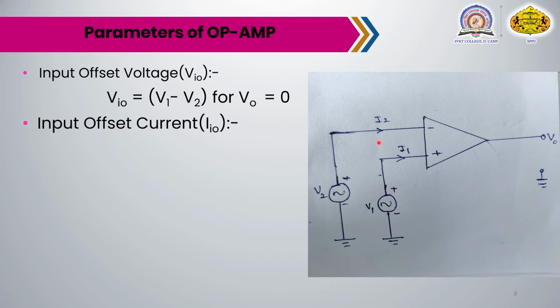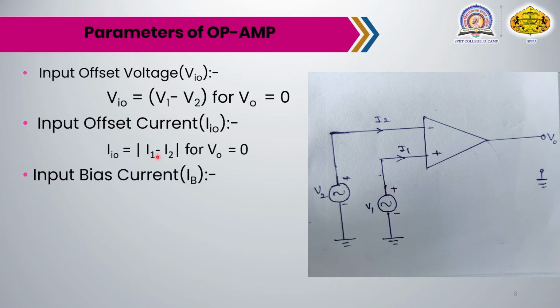Here this is the current I1 and I2. Now, IIO is equal to mod of I1 minus I2, which means when we adjust V1 and V2, we adjust I1 and I2 such that output is equal to 0, and therefore, input offset current IIO is equal to mod of I1 minus I2 for VO equal to 0.